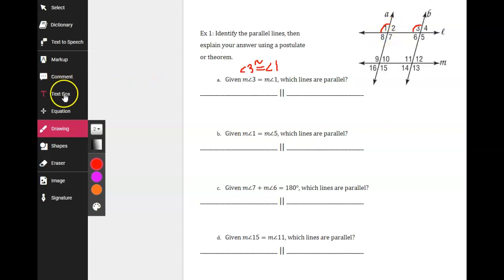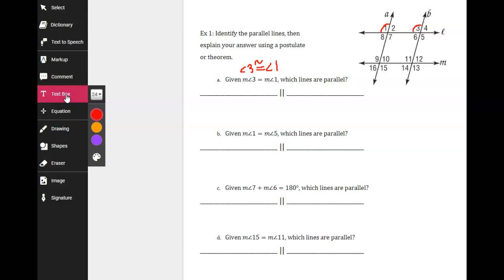which lines are parallel? So look at the lines that are creating those angles. The only one that has nothing to do with those two angles is line M. So that means line M is not going to get used. That means line L is the transversal, and that means that line A and line B are the two that are parallel to each other. So let's talk about why.